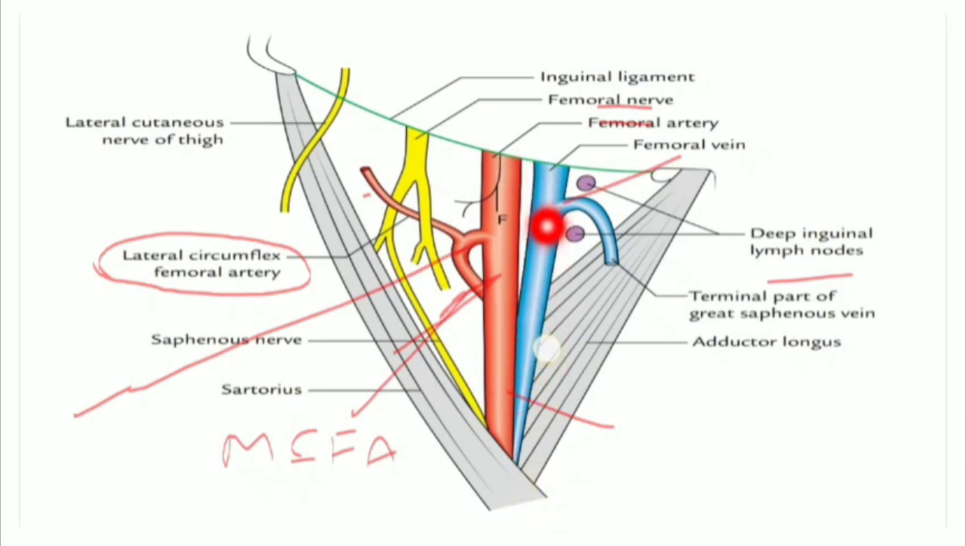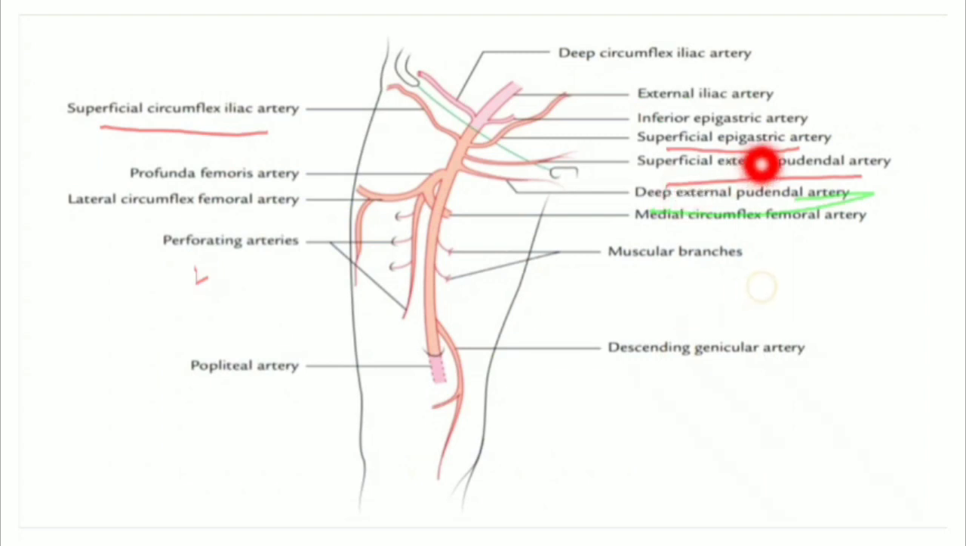Simple. Only an artery will have branches; a vein will have only tributaries. So what are its tributaries? The superficial branches of the femoral artery will have corresponding superficial tributaries of the femoral vein. For example, the superficial epigastric artery, so you will have the superficial epigastric vein. The superficial external pudendal artery, so you will have the superficial external pudendal vein, and the superficial circumflex iliac artery, so you will have the superficial circumflex iliac vein.